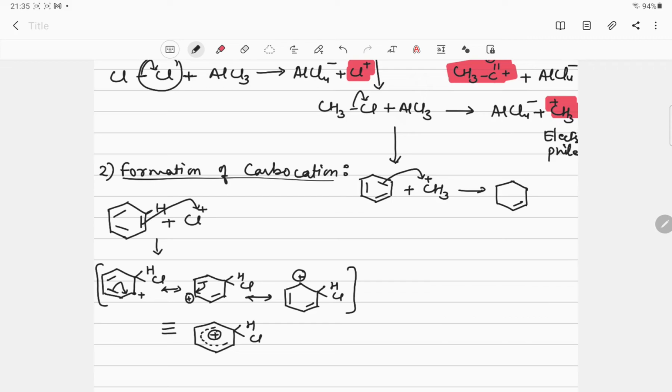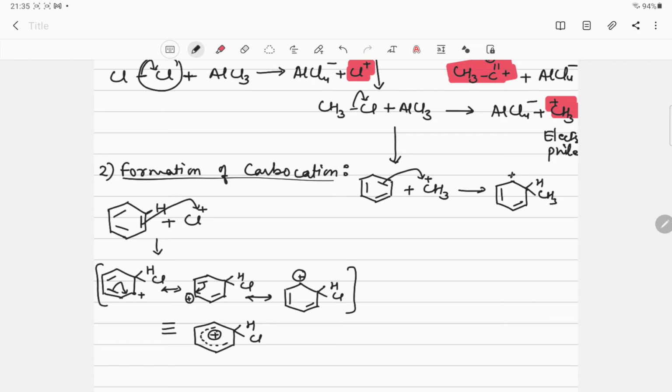This pi bond is not disturbed. This pi bond is also not disturbed. Only this is being shared, say H here, CH3 here. And the other carbon who was sharing the pi pair of electrons will become positively charged. So this is the one carbocation formed.